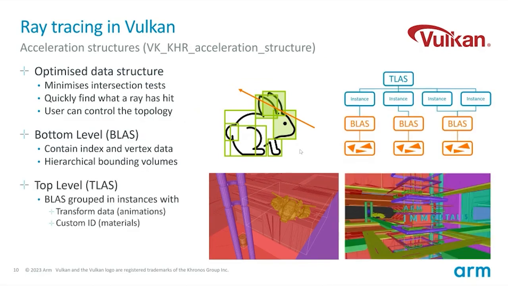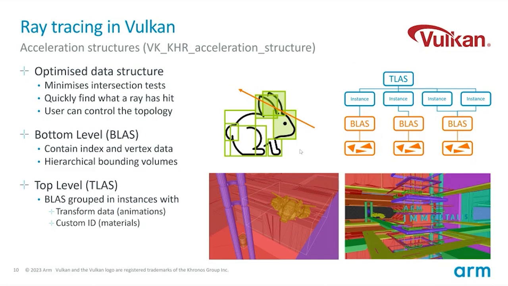We then have to group all these bottom-level structures into a top-level structure. And we do this for a couple of reasons. One is that you can reuse the same bottom-level structure if you have multiple instances of the same object in the scene. And you can do that by associating a transform matrix with that bottom-level structure, and you do this into an instance object.